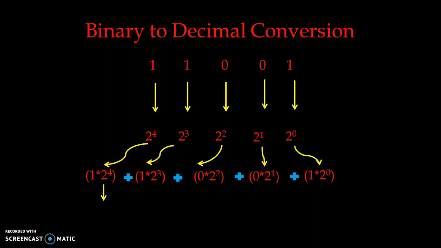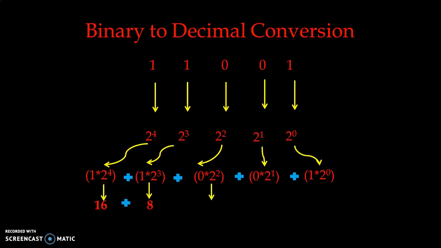Now we have to convert to actual decimal values. Now 2 raised to 4, that is 16. 16 multiplied by 1. As I said earlier, you should remember 2 raised to 3, 2 raised to 4, 2 raised to 5, so you can do the calculation fast. So 2 raised to 4 is 16, and 16 multiplied by 1 is 16. 2 raised to 3, we know that it is 8, so 8 multiplied by 1 is 8.